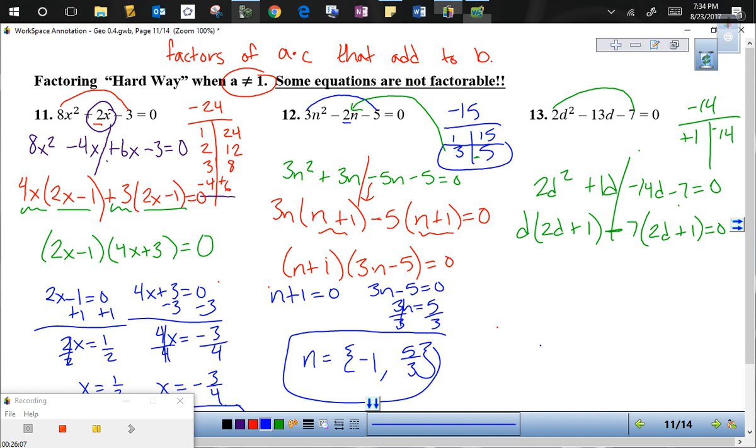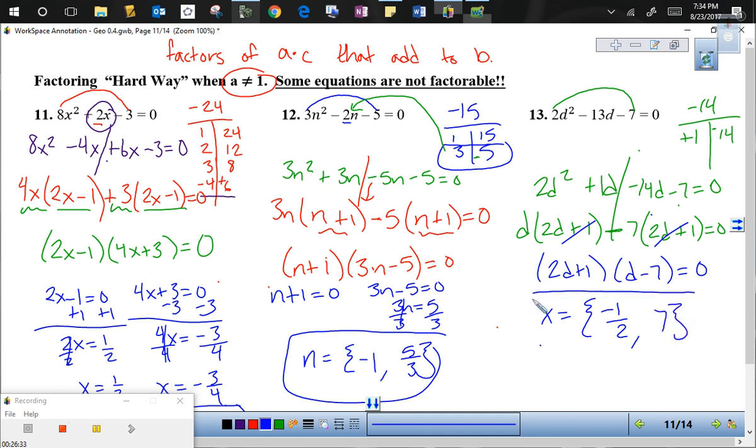Okay, so we're going to regroup now. The first set is 2d plus 1. Got rid of those. And on the outside, we've got d minus 7. So, opposite of 1 divided by 2, -1 divided by 2. Here, opposite of -7 is positive 7. And we've got our two solutions.